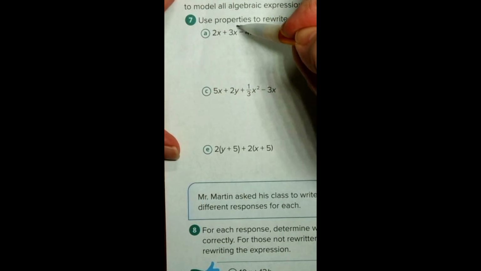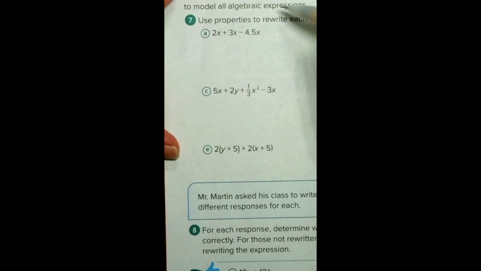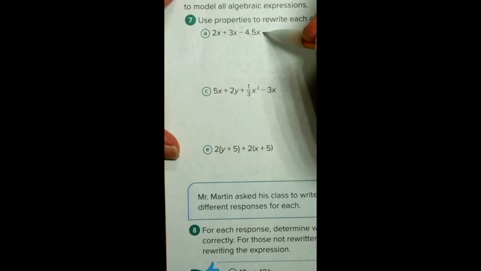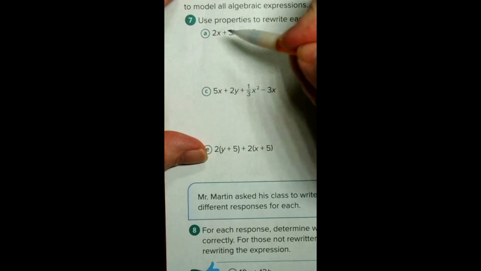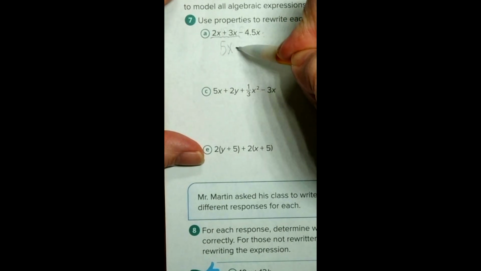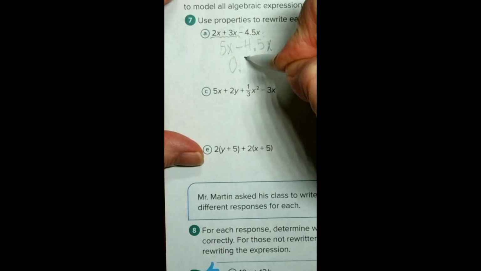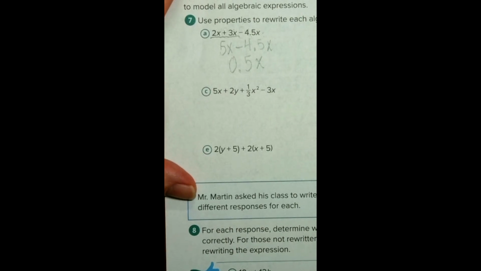So all of our terms here, I see 3 terms, the 2x, the 3x, and the 4 and 5/10 x. They're separated by the operations addition and subtraction, and they are all x terms, so I can combine those. So 2x plus 3x is 5x minus the 4 and 5/10 x, or 4.5x. So 5x minus 4.5x is 1/2 x, or 5/10 x. Final answer on that one.